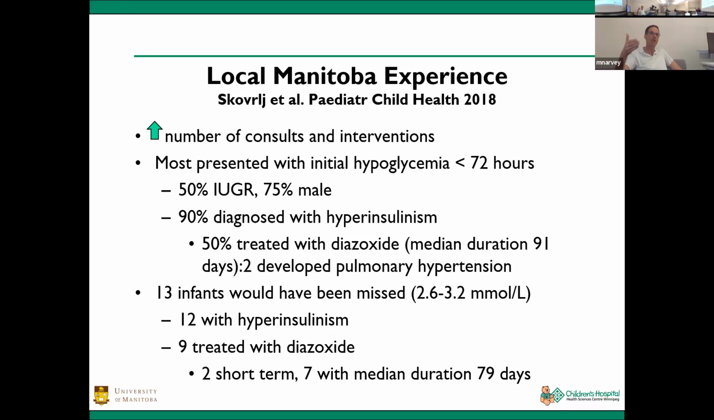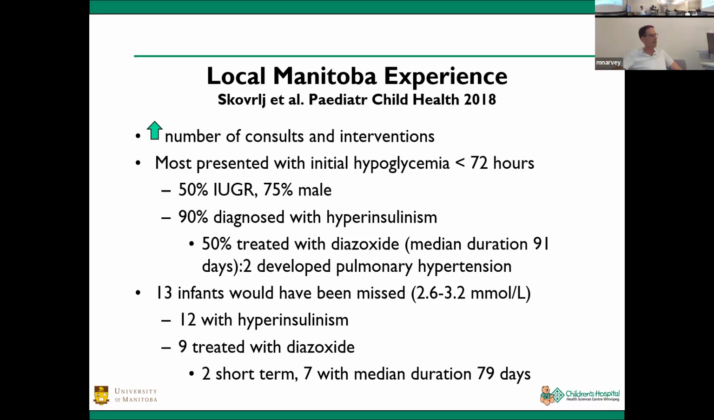Most of them were, or 50% were IUGR. We are the weaker sex for 3 of us in this room. 75% were male. 90% were diagnosed with hyperinsulinism. So although we always check the growth hormone, we always check the cortisol level, it's far and away hyperinsulinism, which is the most common. Now, 50% of the 55 consults were treated with diazoxide.